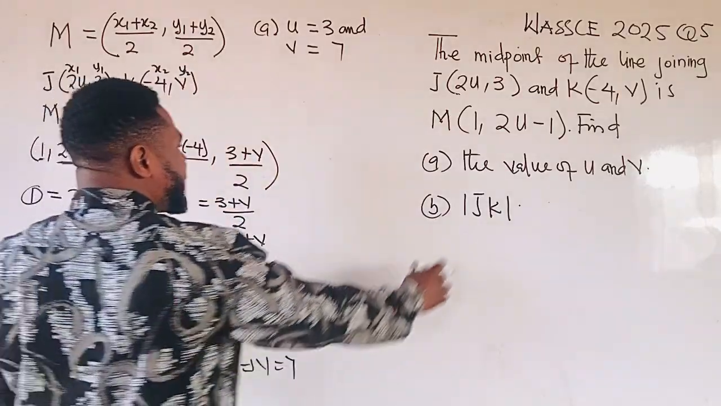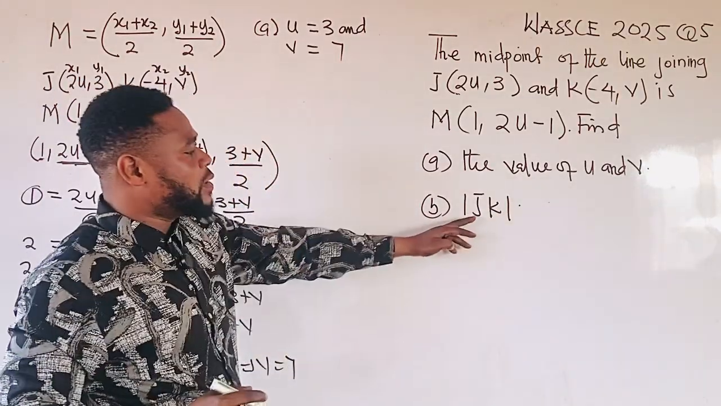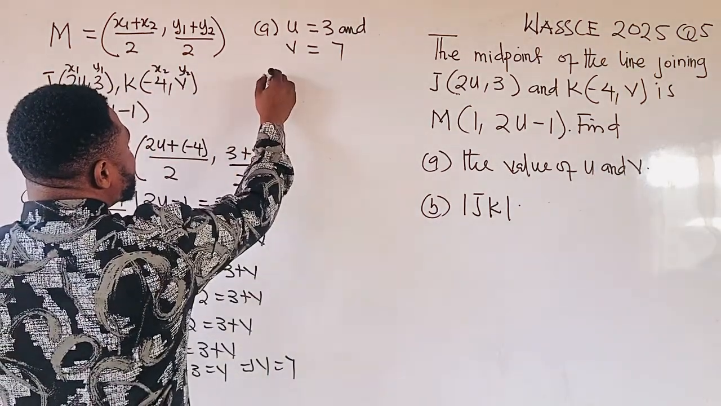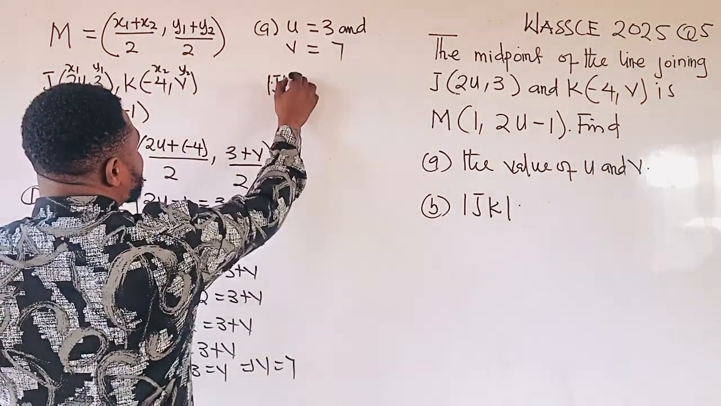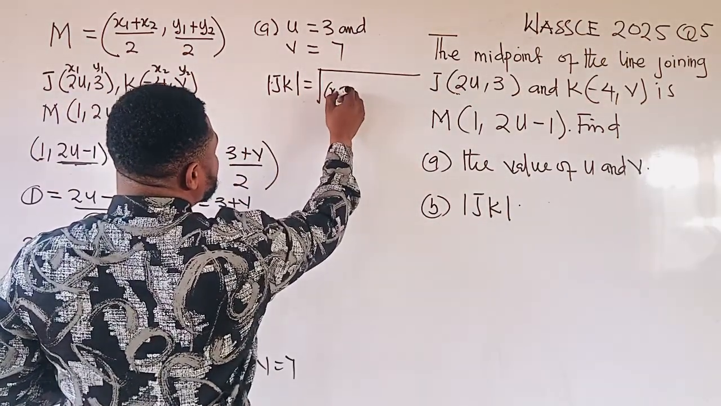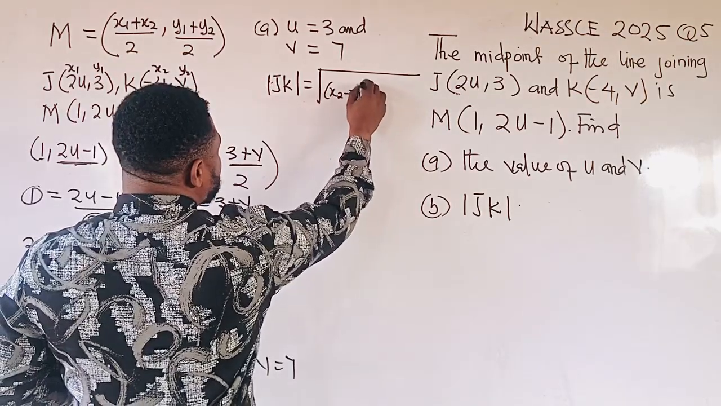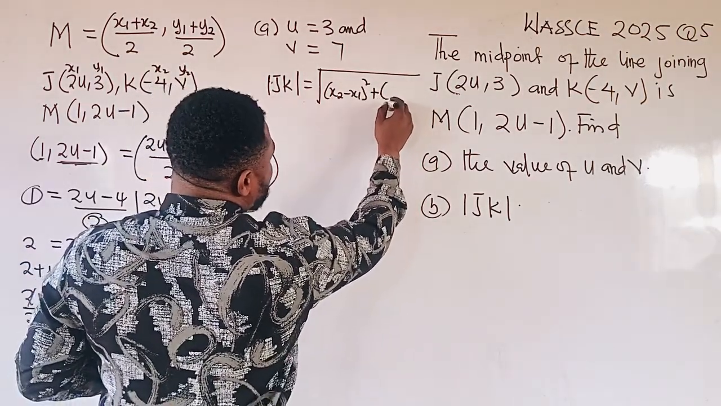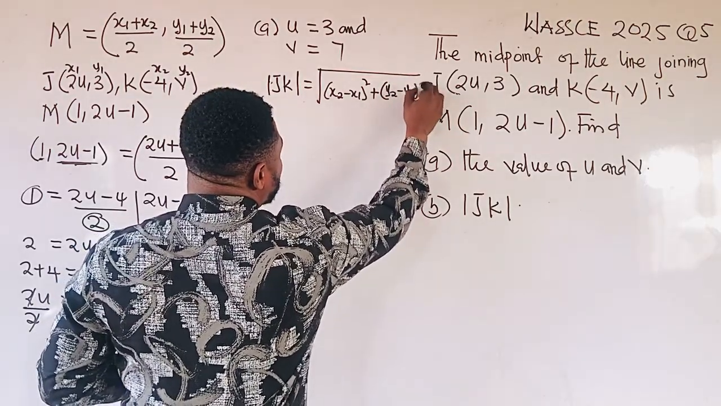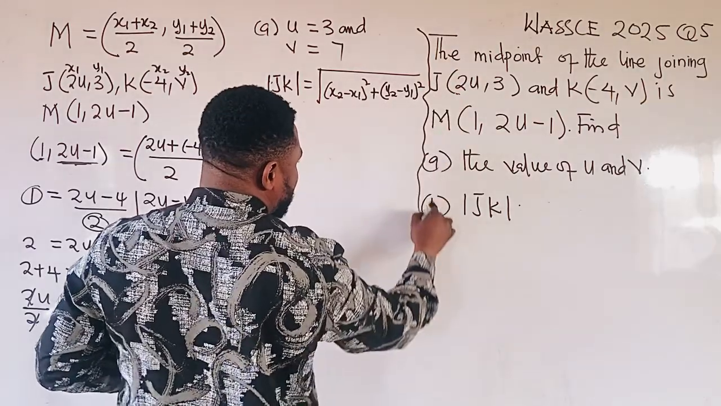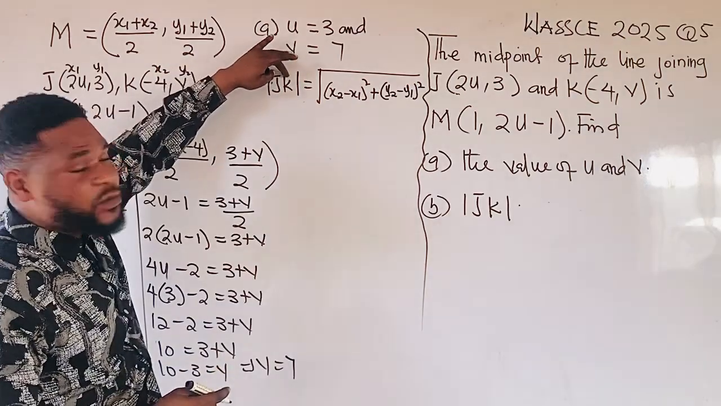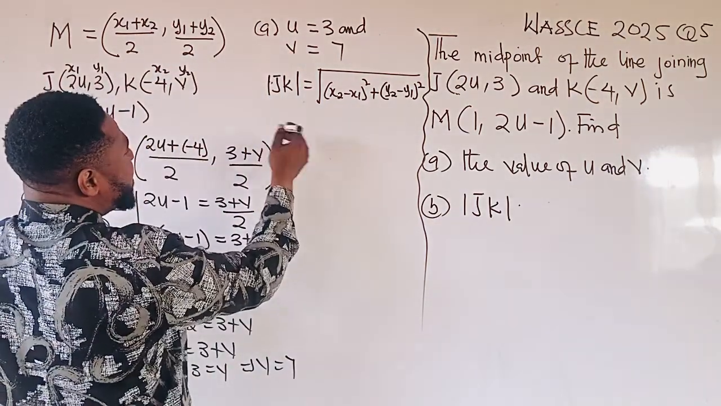In part B, we have been asked to find the magnitude of JK, and mathematically we know that the magnitude of a line JK will be equal to the square root of change in x squared, so x2 minus x1 squared, plus change in y squared, so y2 minus y1, all squared. But before then, we need to get our J and K. So let's see how we can do that.